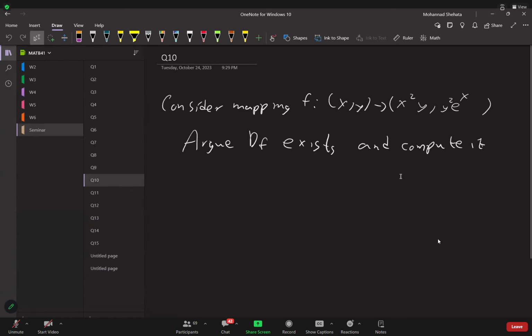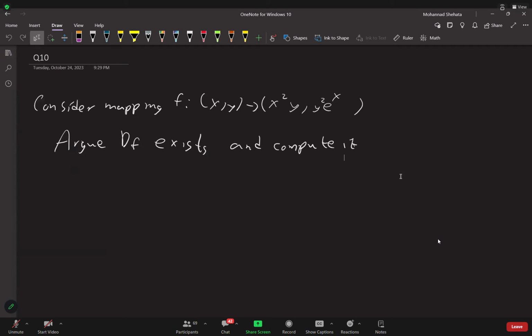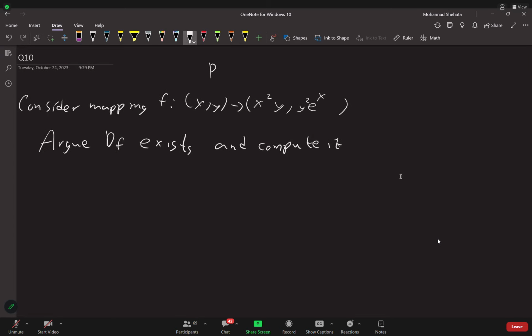All right, so let's move on to question 10. I'm giving you the mapping (x, y) to (x squared y, y squared e to the x). This is an R squared to R squared mapping. And I want you to argue that Df exists and compute it. How would the total derivative look? So let's call this F1 and call this F2. A 2 by 2 matrix, yes.